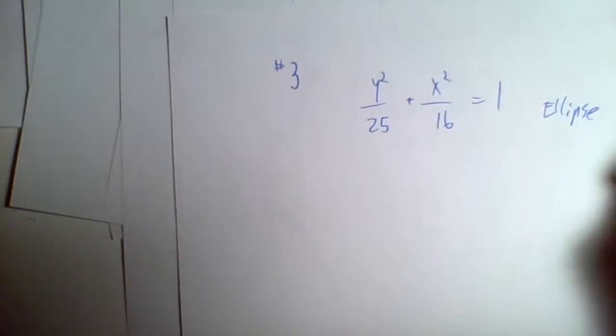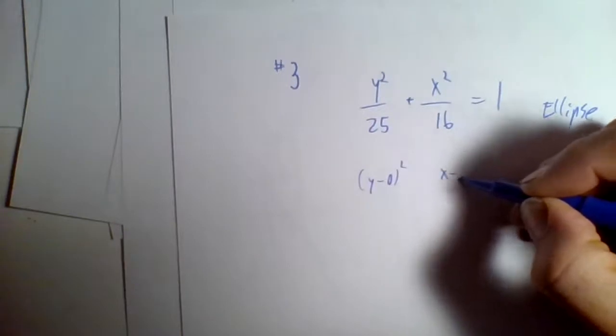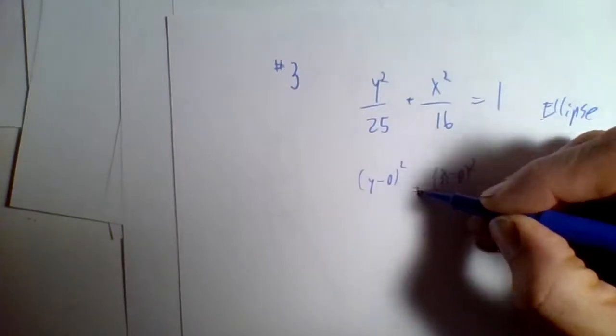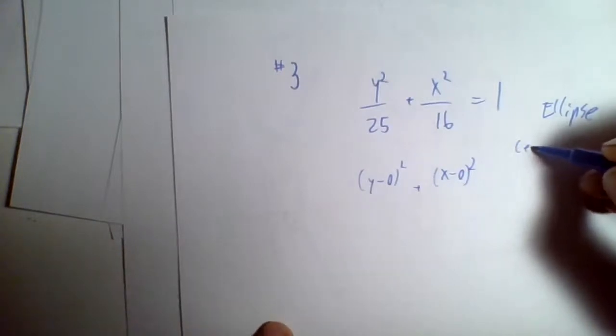It doesn't have x and y terms, so the h and k are already 0. We could write this as x minus 0 and y minus 0. Right? We're not moving the center from the origin, so centered at 0, 0.